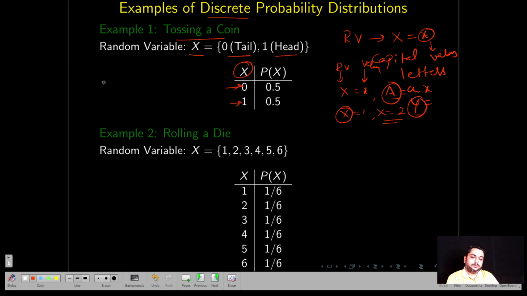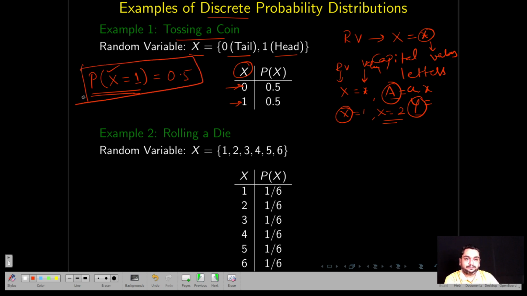How will you write this as a probability distribution? For distribution, you usually write capital P, probability of X is equal to 1. What exactly does it mean? Probability of getting a head. So I represent it using a random variable: P of X equal to 1 is equal to 0.5. This is how you write in probability distributions. Similarly, rolling a die, probability of X equal to 3 is equal to 1 by 6.